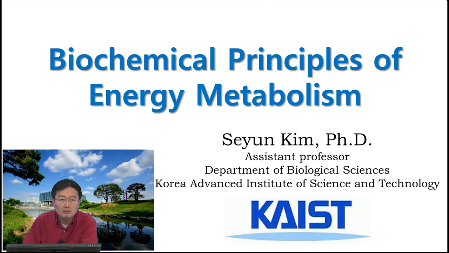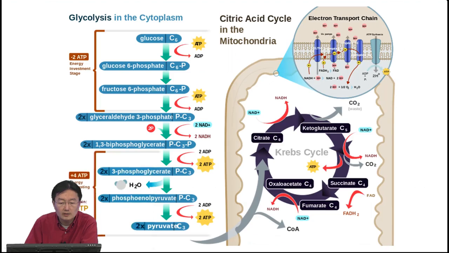Everyone, welcome back to my Coursera class, Biochemical Principles of Energy Metabolism. We are in the middle of cellular respiration, in particular the glucose breakdown pathway. In the previous session, we finished the first phase of glucose breakdown, which is called glycolysis. Before we get into the remaining step 2 and step 3, I'm going to give you a more introductory session about mitochondria.